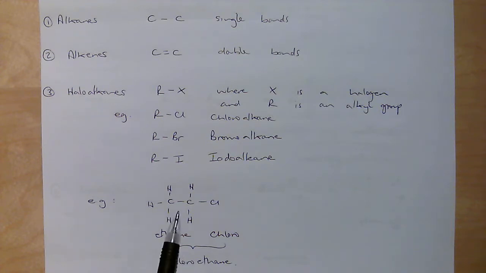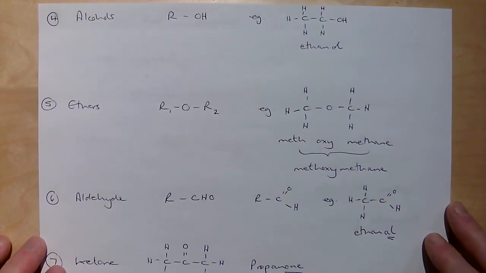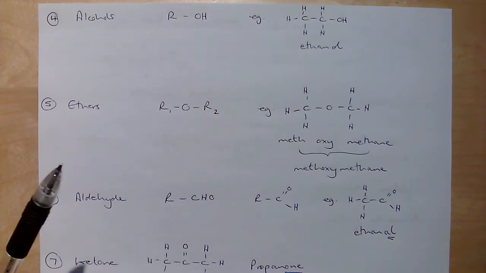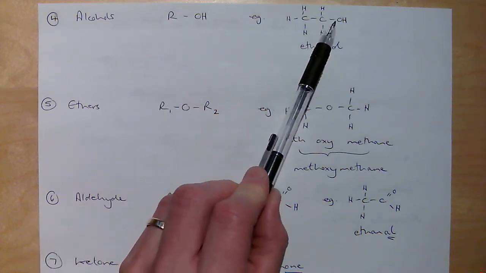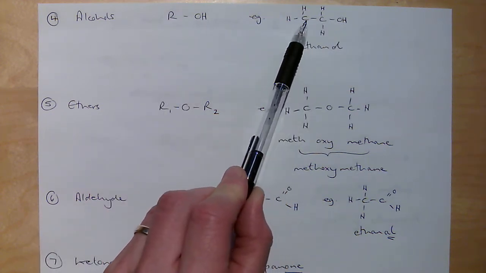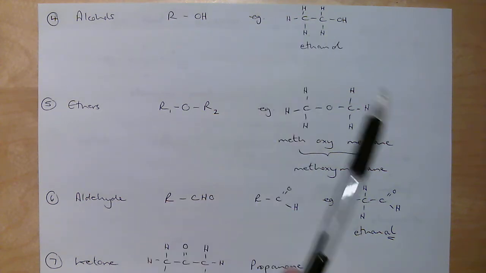So our example here, we've got meth, eth, two carbon atoms, so the molecule is based on ethane because we've got a single bond between the two carbons, but it's got a chlorine attached, so it's chloroethane. Our next functional group then is our alcohols. When we have an OH group attached to an alkyl group, meth, eth, that's eth, and it's ethanol.